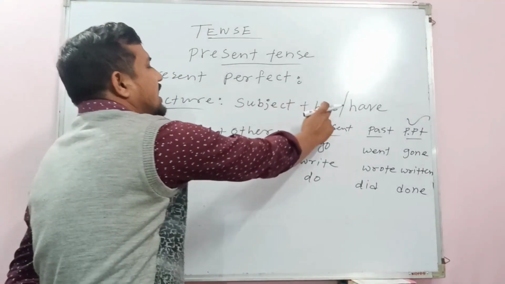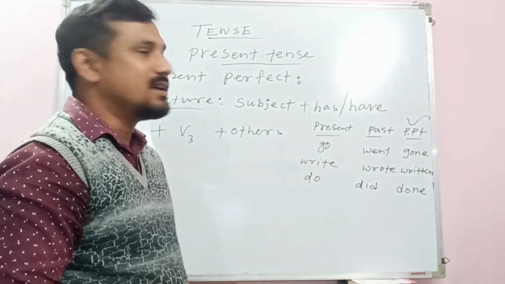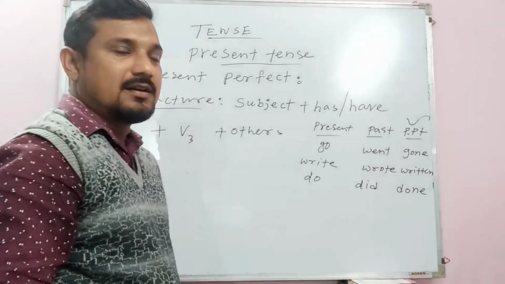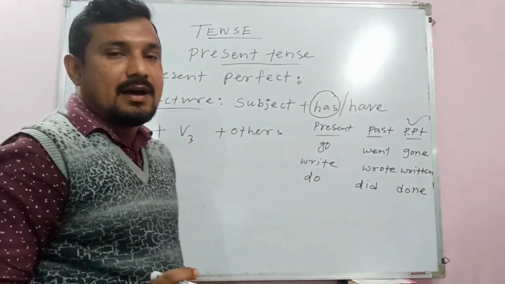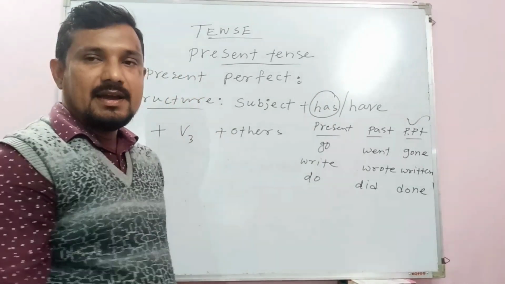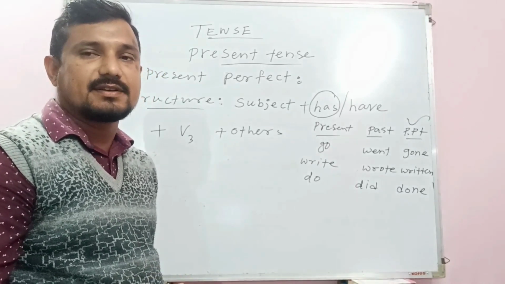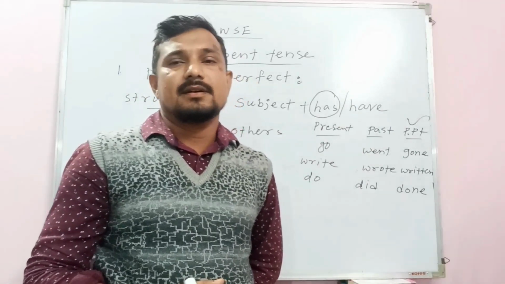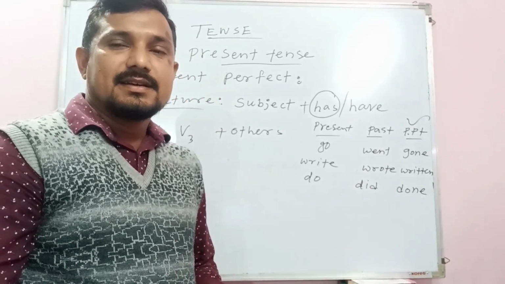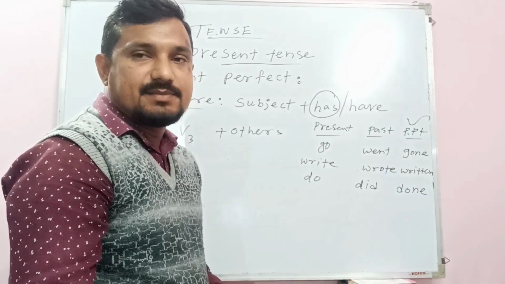So subject has or have V3 others. We know that the subject is there in every tense, and after that in present perfect tense has is used there and also have is used there. I'll make it clear in which cases has is used. If the subject is third person and singular number, then has is used with present perfect tense. Other than this, if the subject is other than third person singular number, then the verb have will be placed in present perfect tense. Now let me give some examples for present perfect tense.